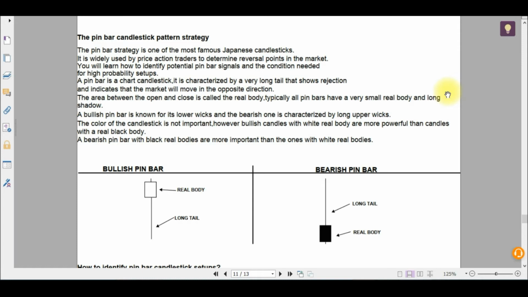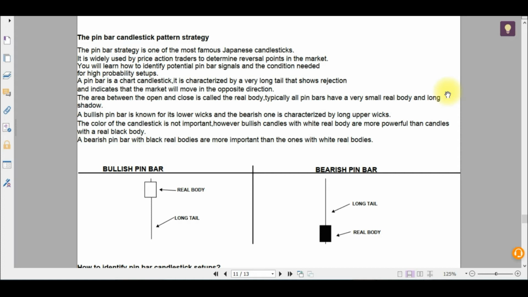A pin bar is a chart candlestick. It is characterized by a very long tail that shows the rejection and indicates that the market will move in the opposite direction. We basically went through the pin bar and showed you how it looks, but right now this is the strategy that is solely focused on the bullish pin bar and the bearish pin bar, so that you can capture those high probability setups.